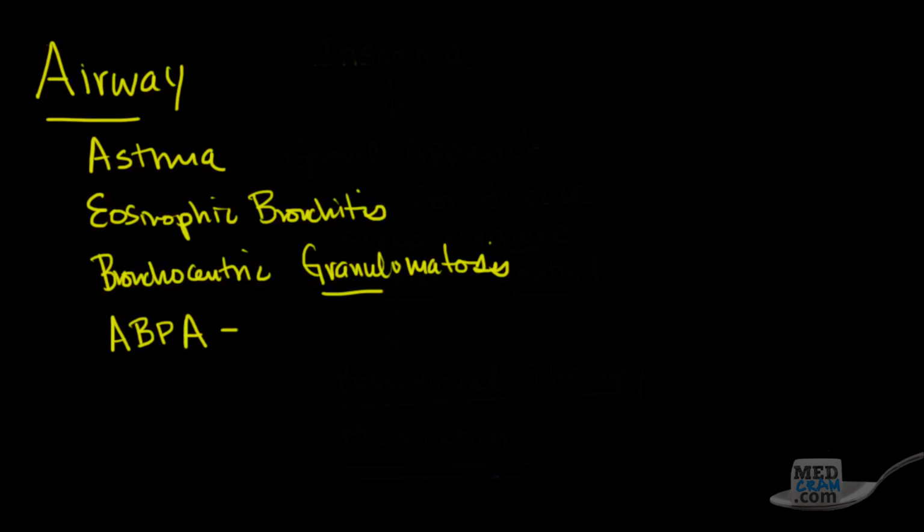So let's clear the screen and look a little bit more carefully at this disease entity, because I think we need to talk a little bit more about this one. So let's talk about ABPA, allergic bronchopulmonary aspergillosis. So what you need to know is that ABPA can occur in people that have bronchiectasis, which is basically dilatation of the airway, which is a great place for fungus to hang out.